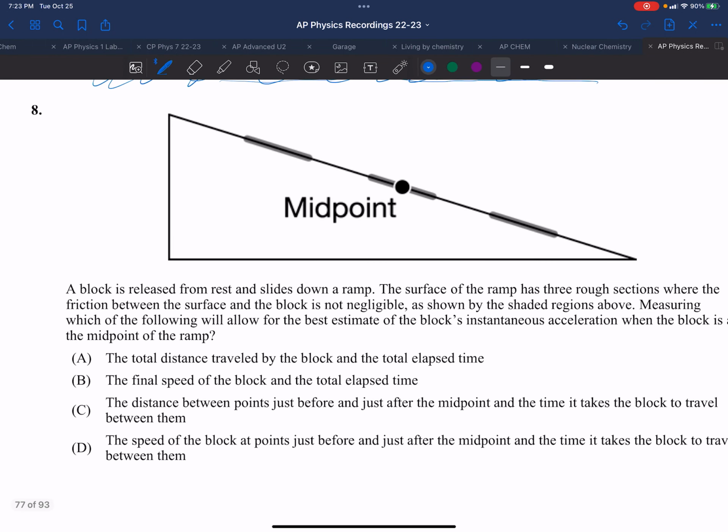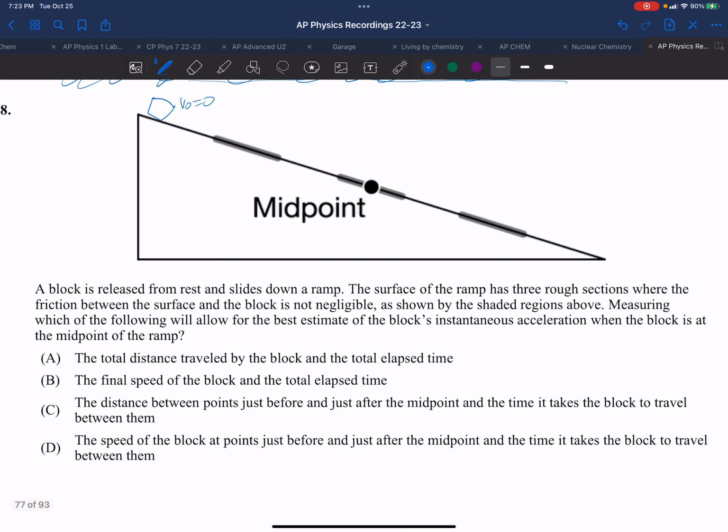Next, we have a block released from rest. So we have a V0 equal to 0. It has 3 rough sections. So this is rough, and this is rough, and this is rough. So let's think through what that's going to mean. That means there's going to be an acceleration here. And it's going to continue to travel through the rough patch, but the acceleration will be less. And then this acceleration will return to the same as this. And then here the acceleration will be less again because of the friction. And then this acceleration will occur again. And then this will be less acceleration. And then we'll have that normal acceleration again.